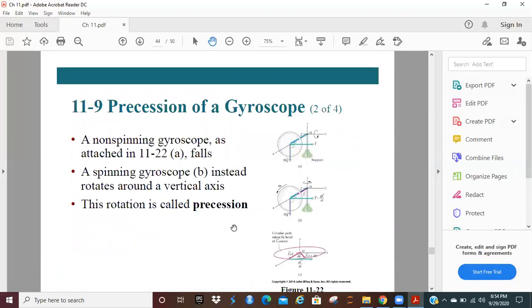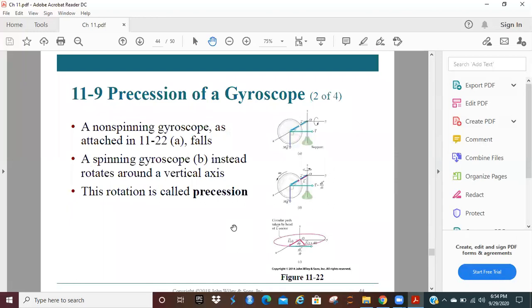Precession of a gyroscope. I don't know if you've ever played with any of these. They're kind of cool. For a non-spinning gyroscope, you've got some support here with an axis going up, and then you've got another one coming out here, and then you've got this wheel sitting out here. If that wheel isn't moving, that thing is falling over. But if you start to rotate the wheel, this thing will start to rotate around the axis. This rotation is called a precession.